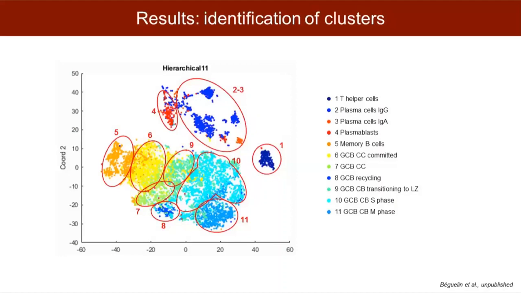And consistent with the phylogenetic analysis of the transcripts that I showed in the introduction, memory B cells are found in the same big cluster with centrocytes, and the plasma cells form a totally separate cluster.